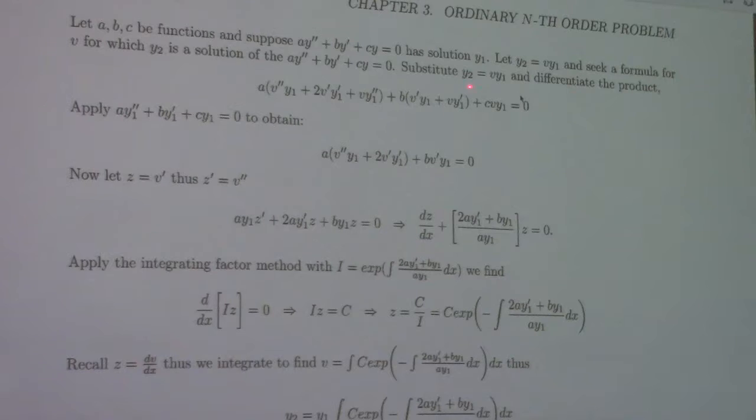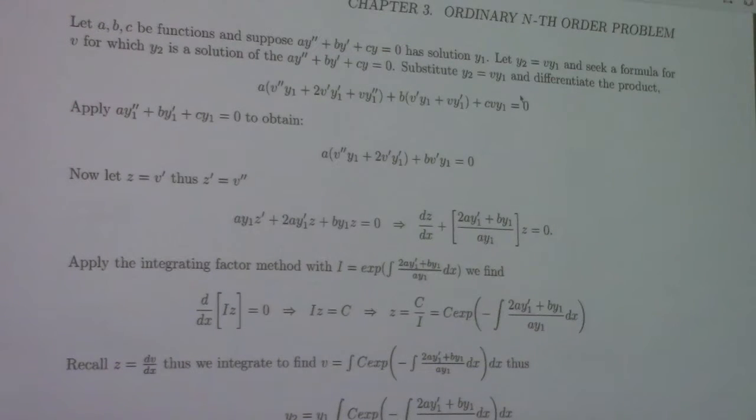Now, why would you expect this? What's the whole idea here? We're trying to find a linearly independent solution, y2, right? So what does that mean about the v? You're searching for a v such that what? V is not constant, right? If v is a constant, then that would just be a scalar multiple of y1, which we already have.